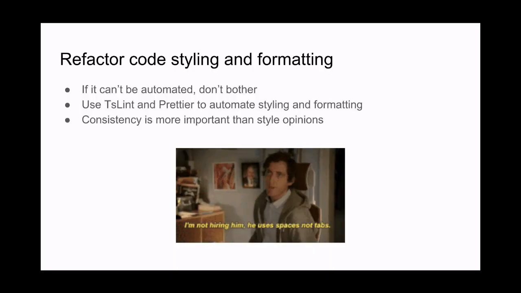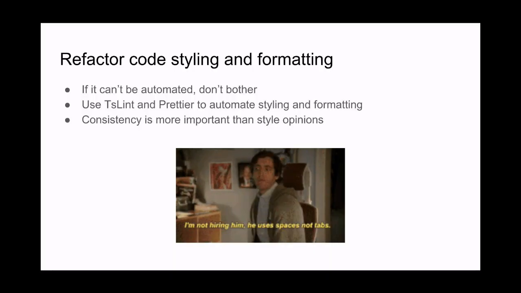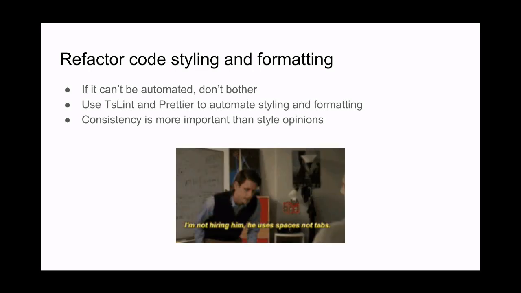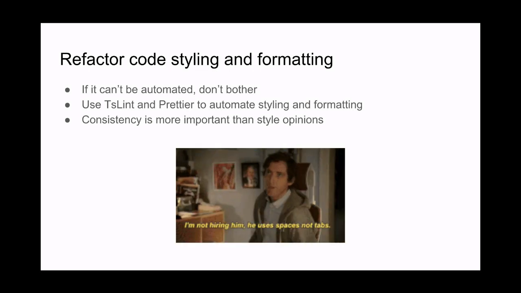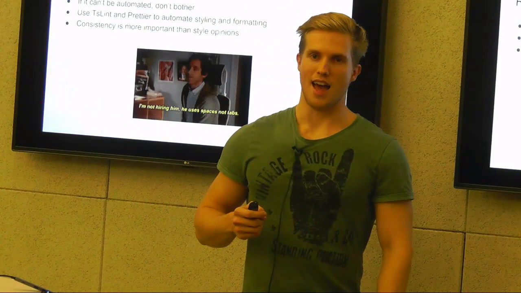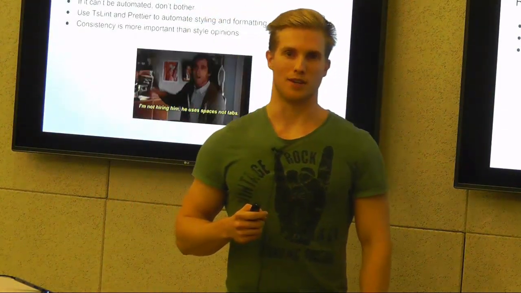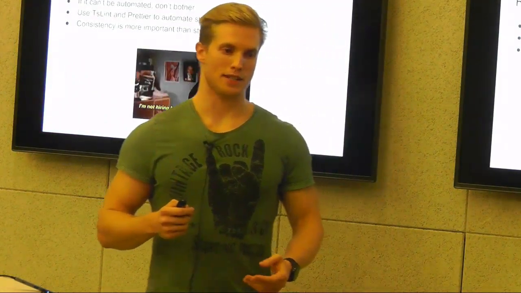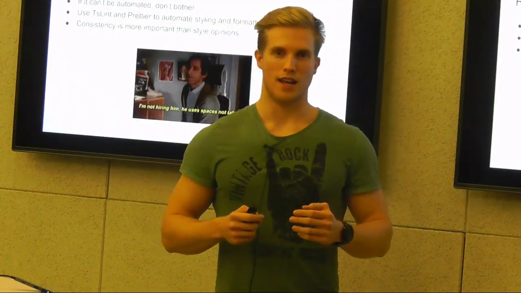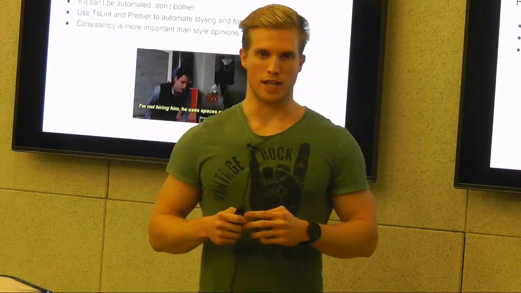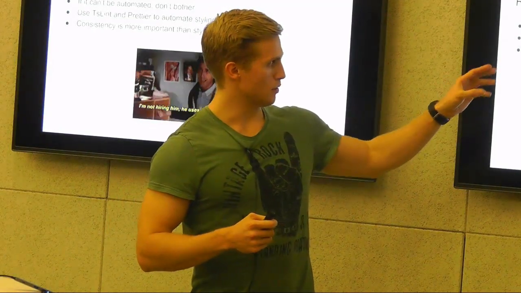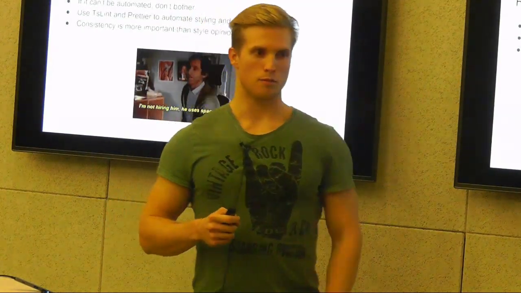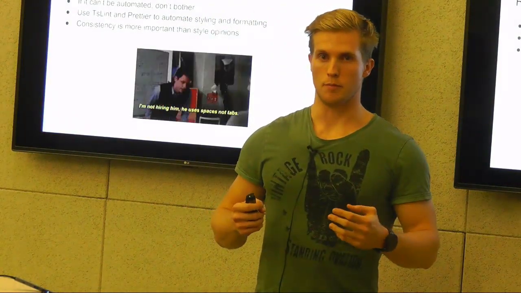And then one last thing is regarding refactoring style and formatting. Some people are very religious about the tabs versus spaces and all this style stuff. My opinion is that if it can't be automated, don't even bother, because it doesn't really matter. The only thing that matters is that it is consistent. You just decide on something and roll with it and keep it consistent and use some formatter. So if you search TSLint and Prettier, you'll probably find my blog post where I show my setup of how I'm setting this up to make it work together.